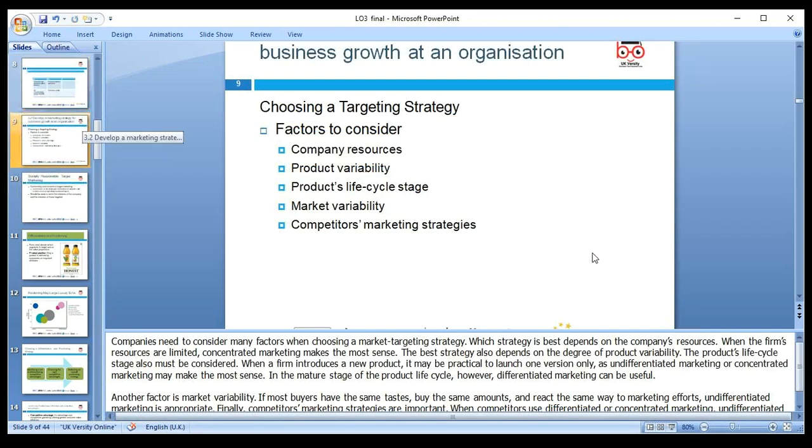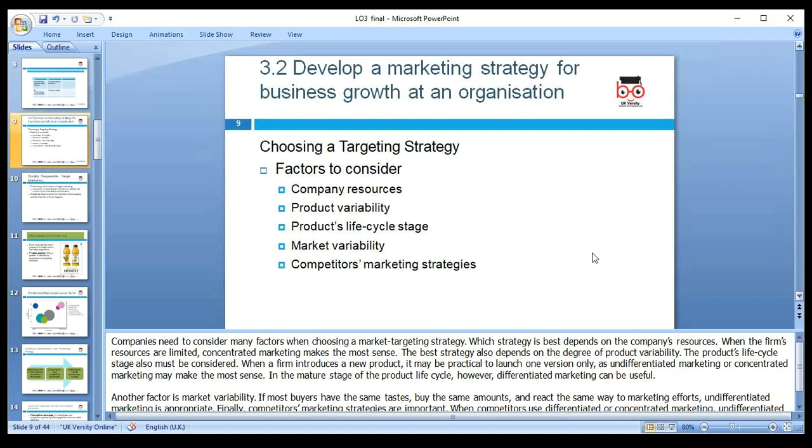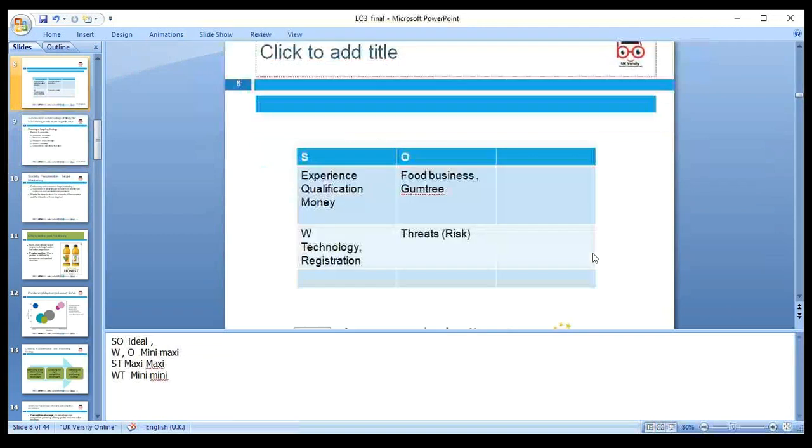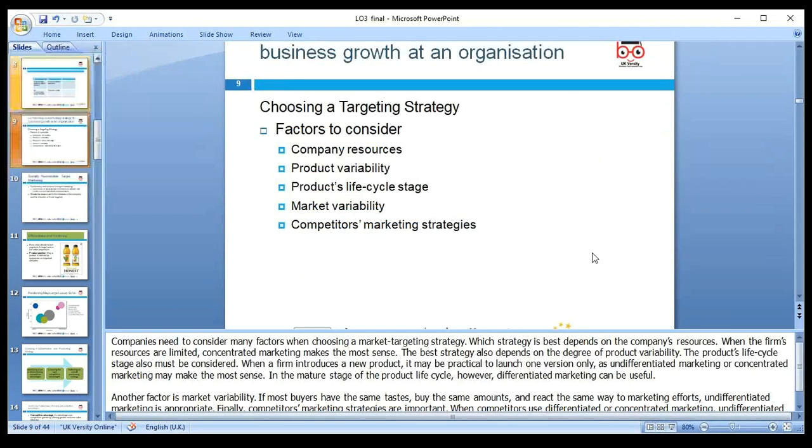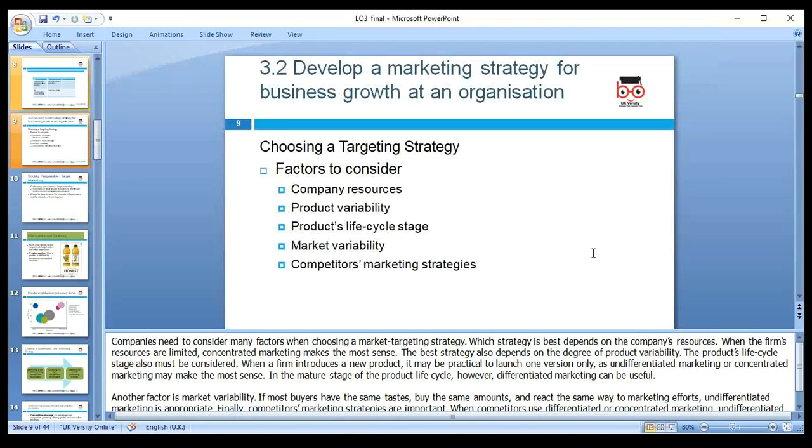Okay, then next, when we make the strategies, we need to be careful. Then we have the next topic: 3.2 marketing strategy for business growth.